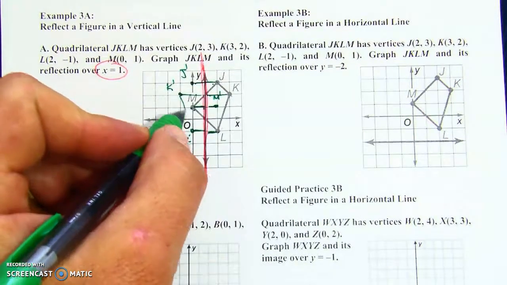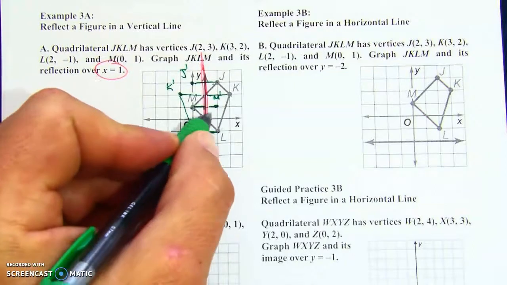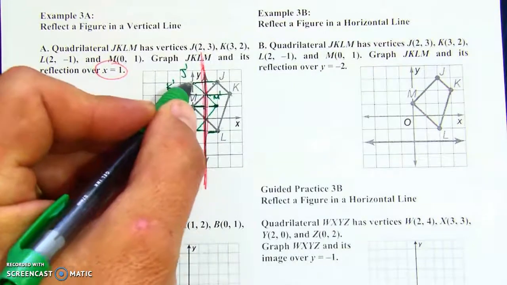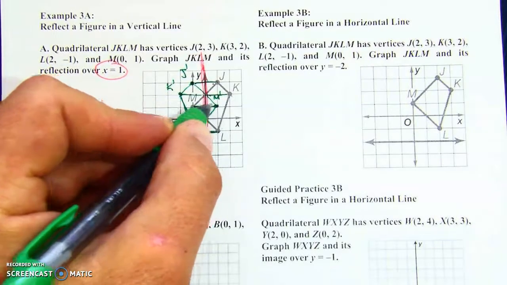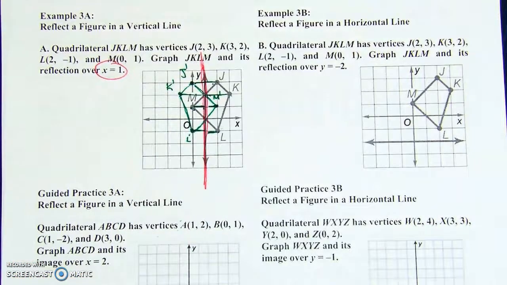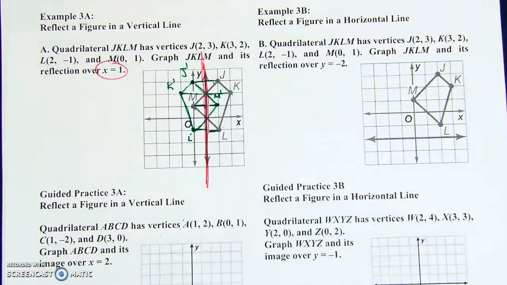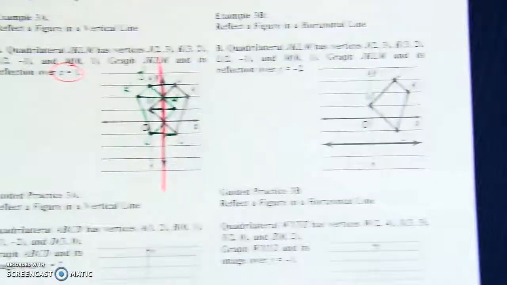And then what would we do when we're done? We connect the dots, and we have our new image. Sometimes in some of the questions, they'll ask you to even give the new coordinates of that whole thing too. All right, looks like we might have time to finish up this one too. We can do this one together.